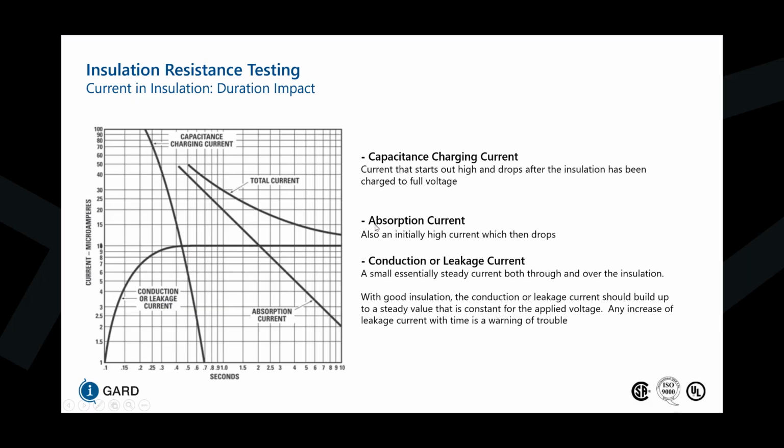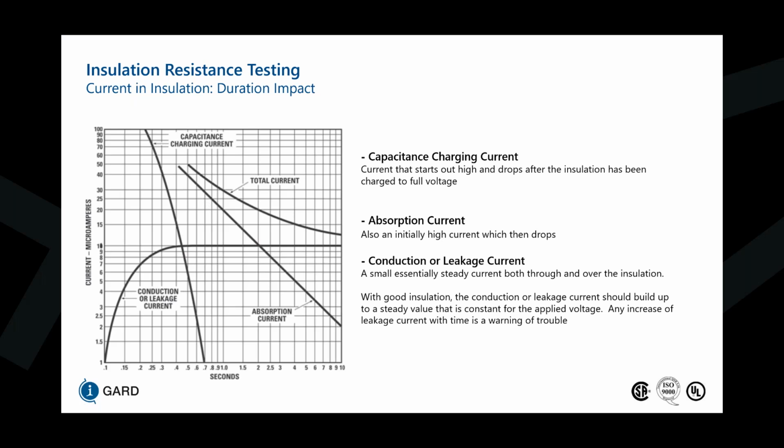In addition to that, absorption current is this curve right here, which is also starting off initially high and dropping down after 10 seconds. And the onset of this is coming from our test input voltage that is being used to calculate the insulation resistance, and we're tracking this as a linear function going downward.